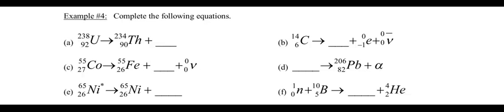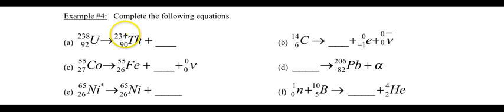Welcome to example number 4. Here we're asked to find what the missing nuclei are in the following equations. So we have uranium-238. This is the parent that is decaying to thorium. So really, all you need to remember is just these two key principles: conservation of mass number and conservation of charge.